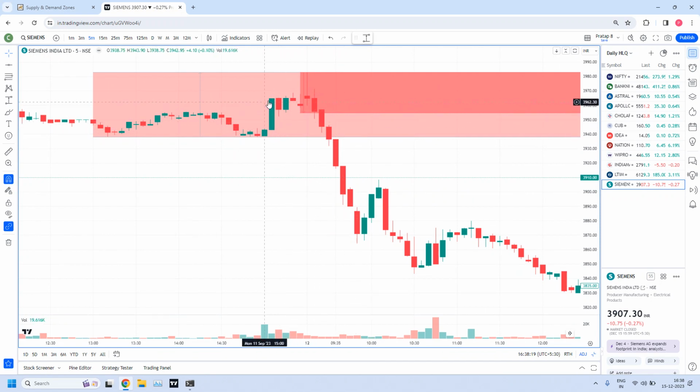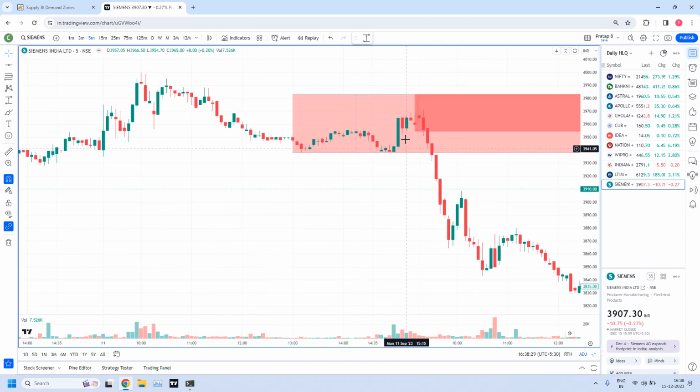So we have a leg candle, base candles 1, 2, 3, 4, 5, 6. 6 base candles are acceptable. And then we have a drop candle. So no issues with the number of candles here.